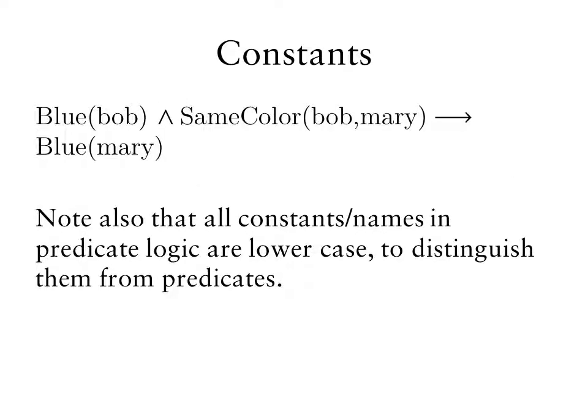Likewise, constants and names in predicate logic are always lowercase to distinguish them from functions and predicates. In this case, we have predicates only, so it's hard to see the use for the distinction, but trust me, it gets confusing when you use a bunch of predicates and names. So always capital letters for predicates, always lowercase for names. And I think that's all we need for this refresher.